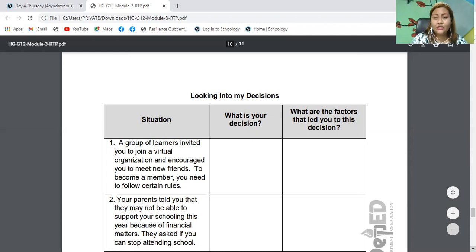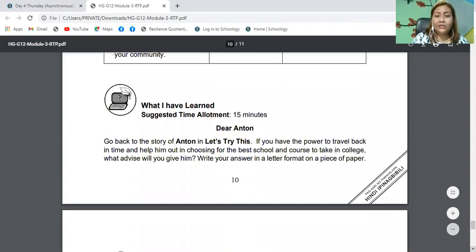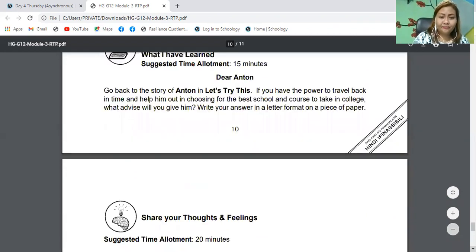Syempre, pag sinabi dito, what is your decision? The question will be, what is your decision? Kasama ka ba? Ikaw ba ay tatanungin mo ba kung ano yung mga rules? 'Di ba? Kasi minsan may mga taong hindi basta sumasama, they are certain about ano yung pinapasok mo, yung mga ganyan. What are the factors that led you to this decision? So, sabihin mo doon, kasi syempre may mga decision na pinag-iisipan. Okay? So, yun lang, explain mo lang siya. You don't need to answer very long answers, ha? Kahit konti lang.